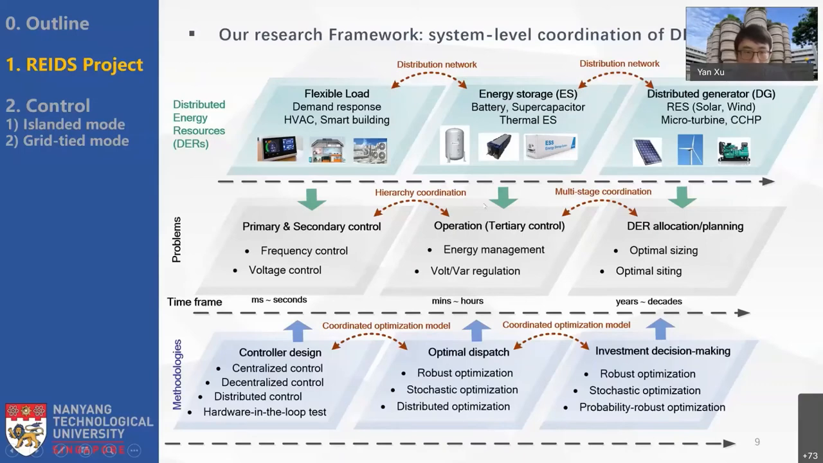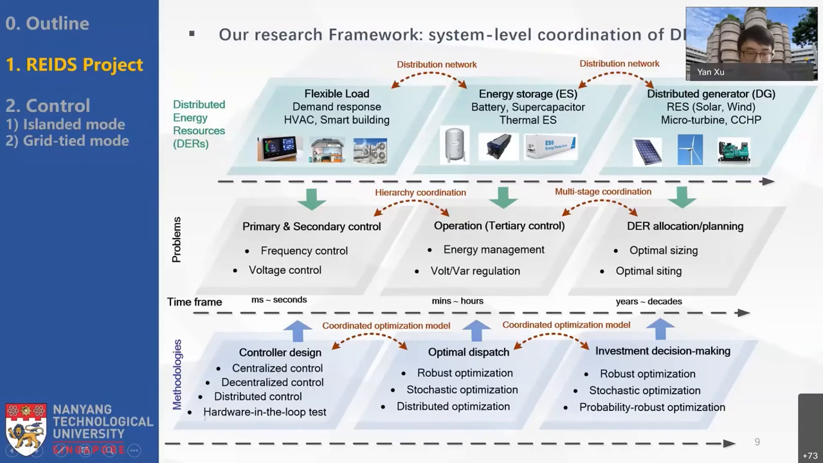as well as the non-dispatchable renewable units, such as the solar PV and the wind turbine. And for the specific research problems, we cover the full spectrum from control to operation and to planning. Specifically for the control, we are looking at the primary and the secondary control for frequency and voltage. For the operation level, we are looking at the energy management of the DERs, as well as voltage regulation. And for the planning, we are looking at the optimal sizing and siting of the DER units in the microgrids. And for the methodologies, we are developing different control methodologies, including centralized control, decentralized control, and distributed control.